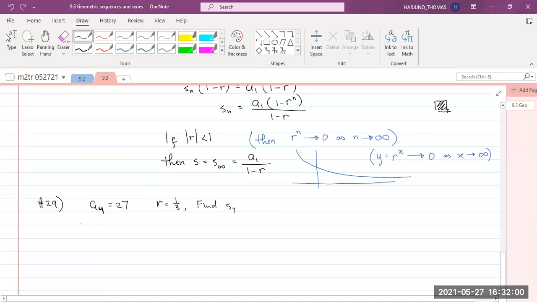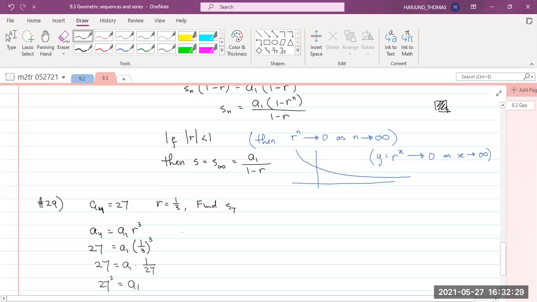Okay, let's find the first term first. The fourth term equals the first term times r cubed. The fourth term is 27. The first term is what we are looking for. r cubed is 1/3 cubed. So 27 equals the first term times 1 over 27. So the first term is 27 squared. You can easily compute that with a calculator.